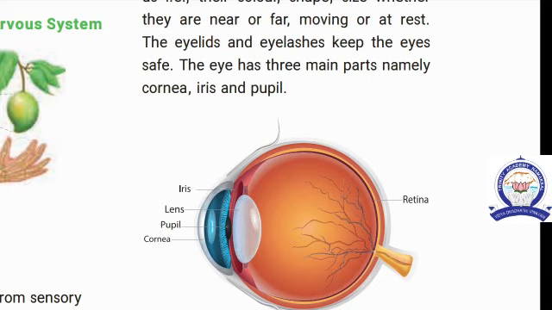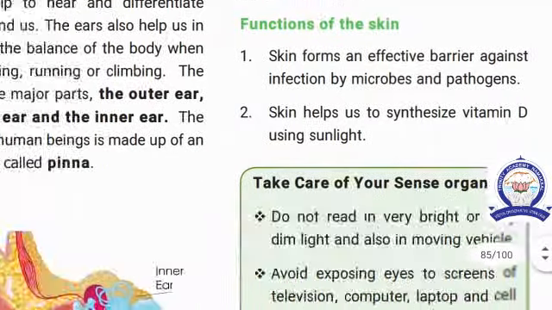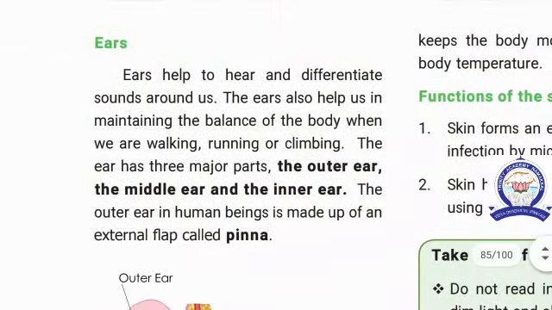The next sense organ is the ear. The ear is a main important sense organ. The ear helps us to hear and differentiate the sounds around us.